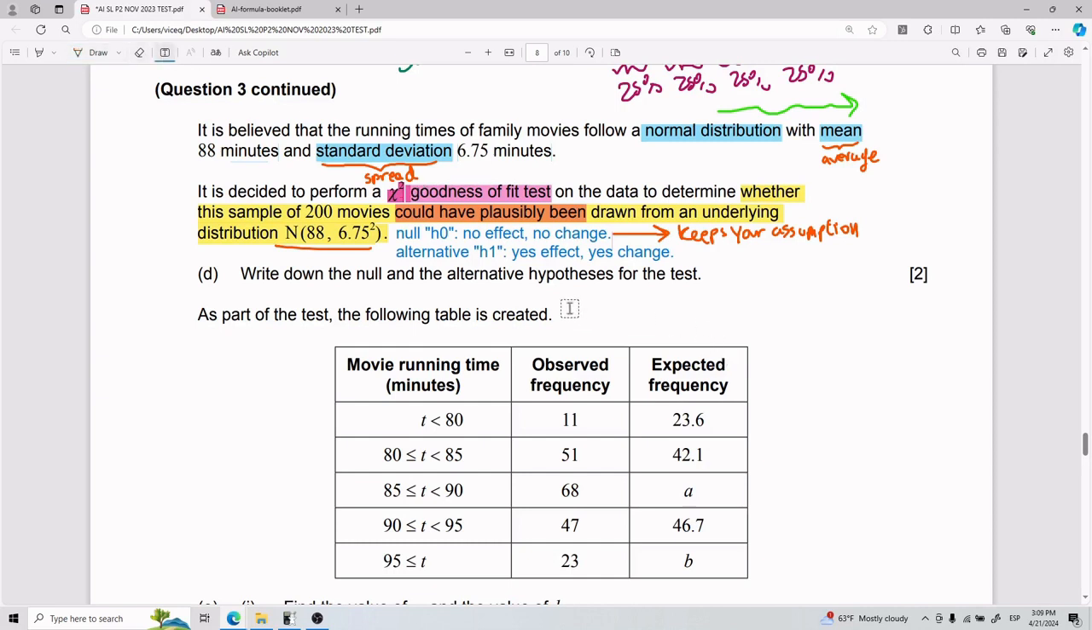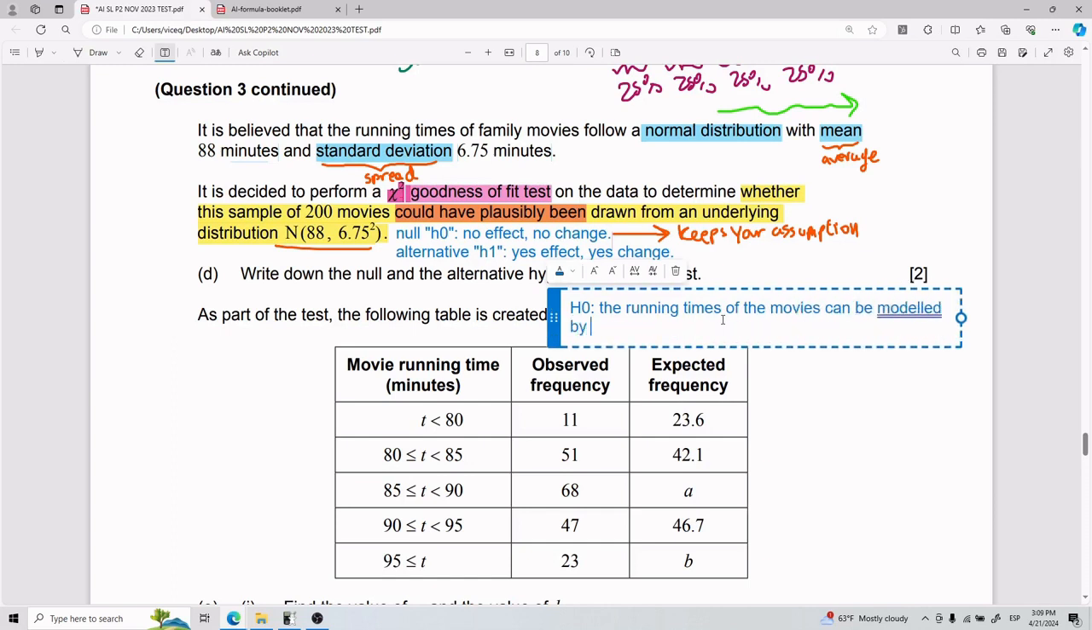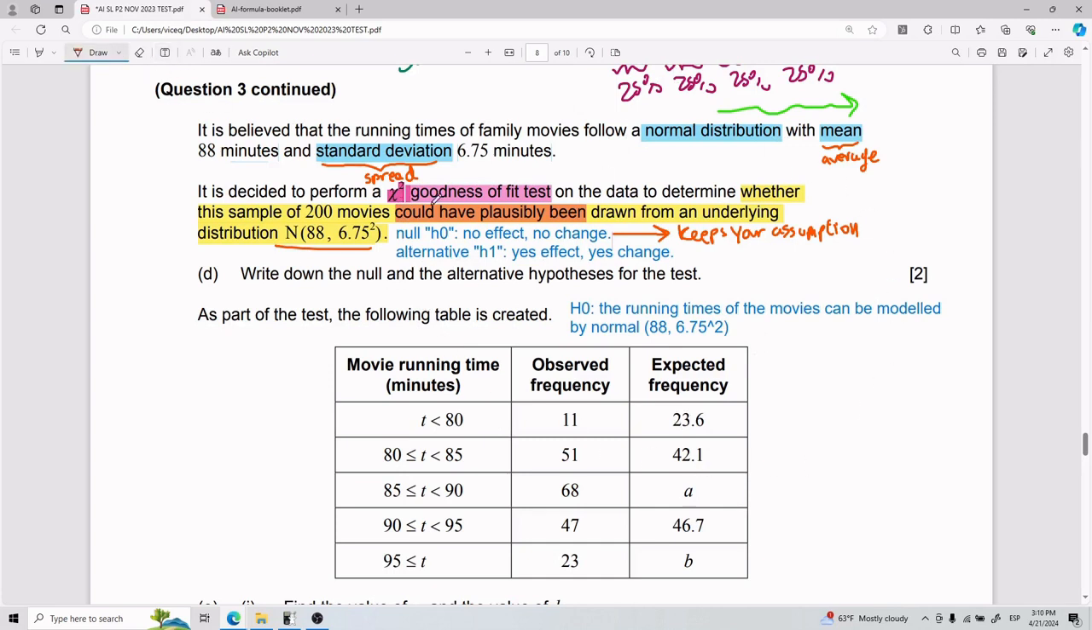And so H0 technically from here would be the running times of the movies can be modeled by normal 88, 6.75 squared. Okay, this is the first big thing we have to say. All right, so H0 is no effect, no change. Keeps your assumption. They're assuming a normal distribution, so it can be modeled, right?